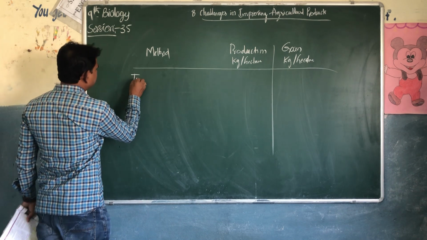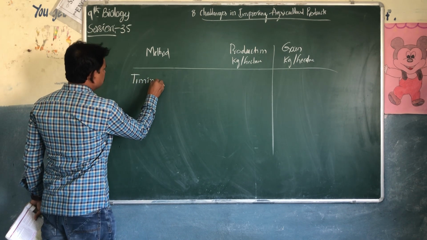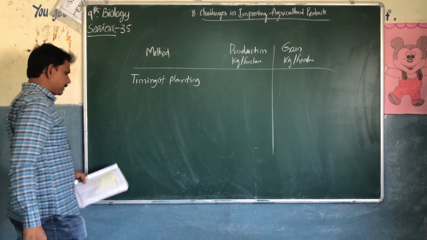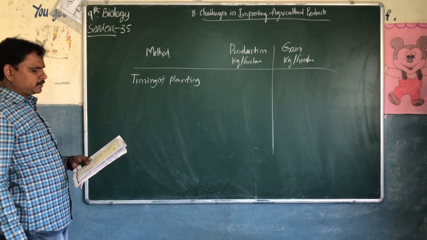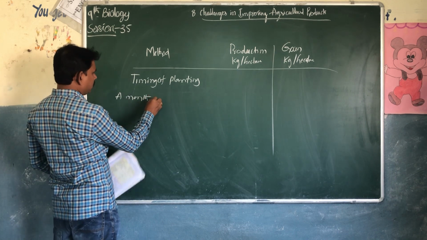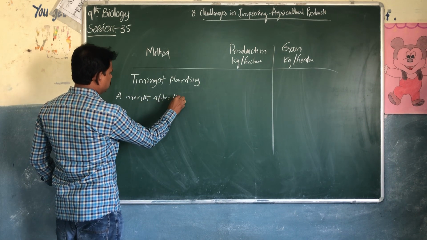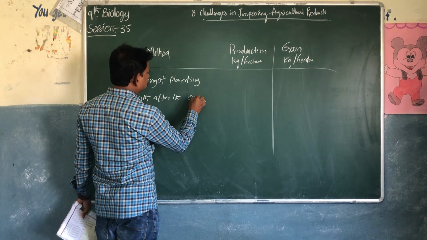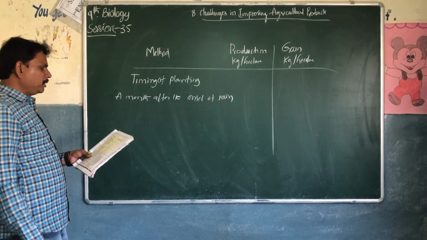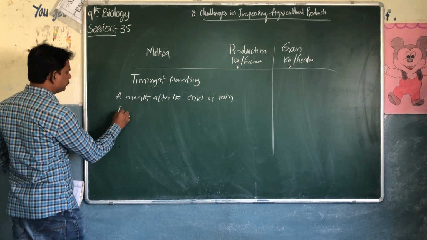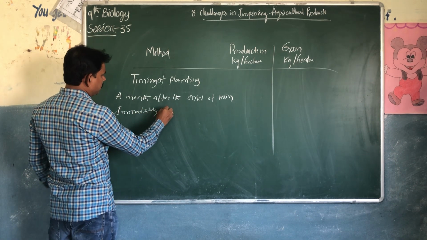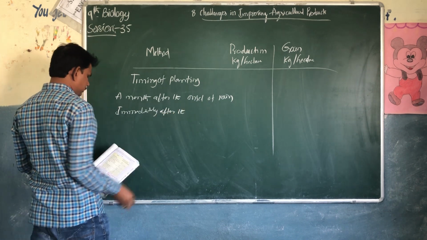Time of planting, the first one. What is the time of planting? A month after the onset of the rain, or immediately after the onset of rain.